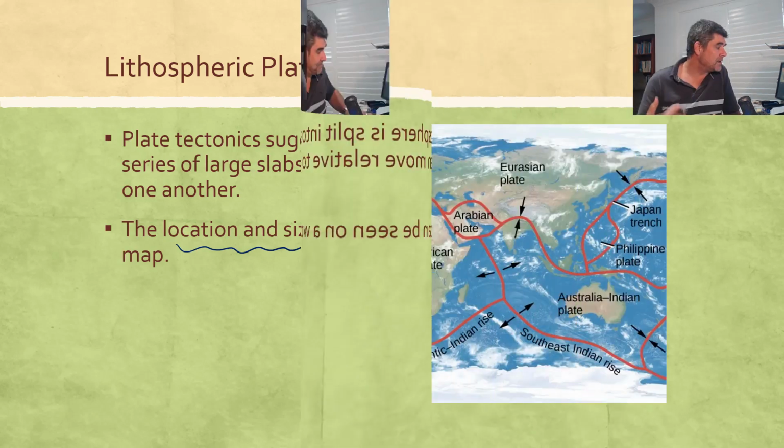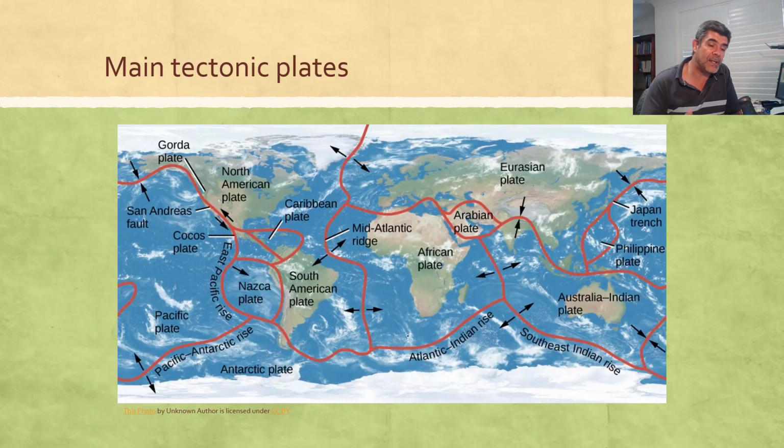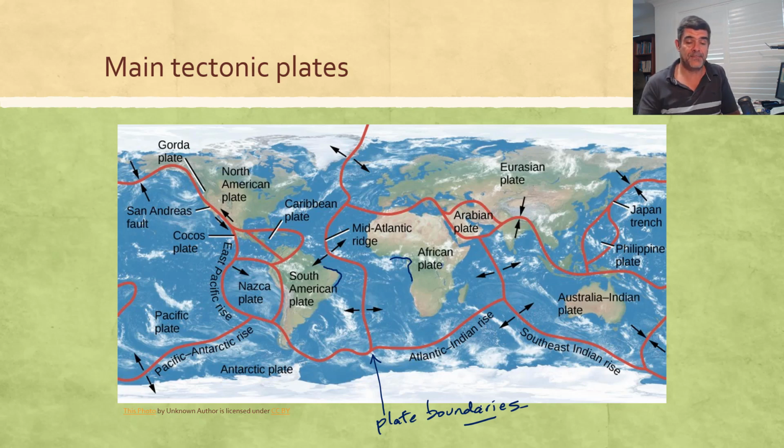So let's have a look at this map. So here's an example of a map showing the major tectonic plates. Now you can see when we were talking previously about our jigsaw fit, if we look at the edges of South America and also Africa, you can kind of get that sense of where these two may have originally come from. And you can see that there is a plate boundary. So the reds here are indicating the plate boundaries. That is where one plate meets another plate.